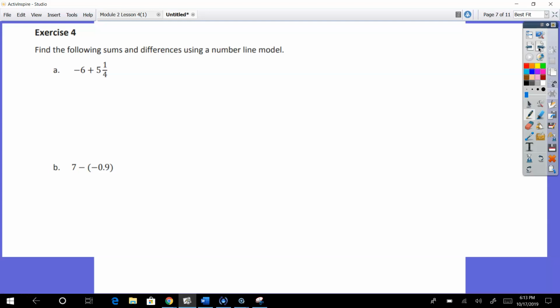Exercise 4, so go ahead and pause the video. You can check after you do each one rather than trying to do all of them and then making a mistake. So pause the video, try one, play the video.